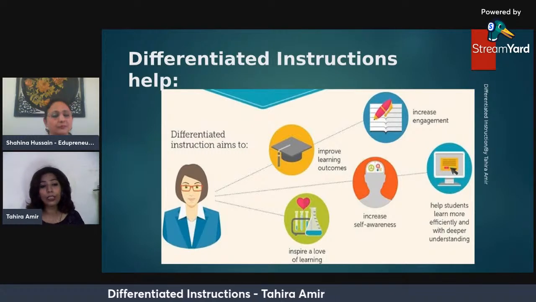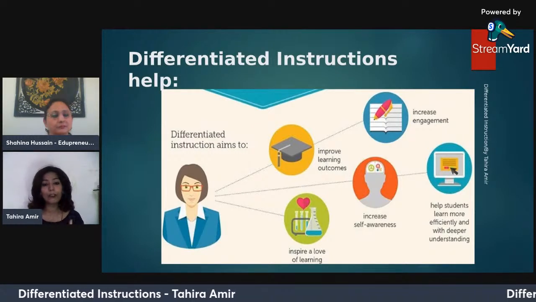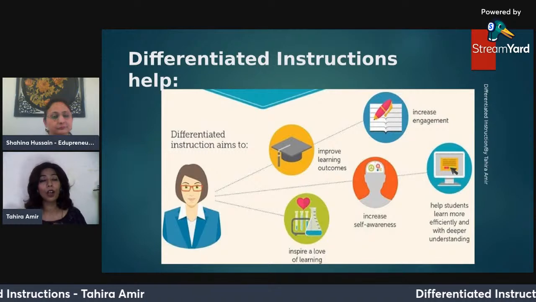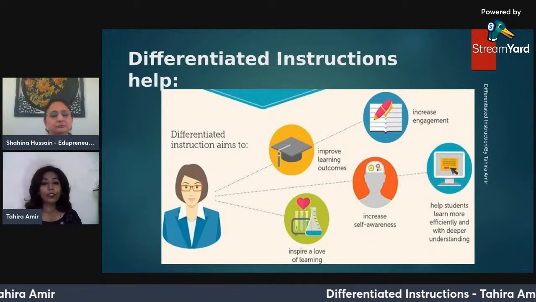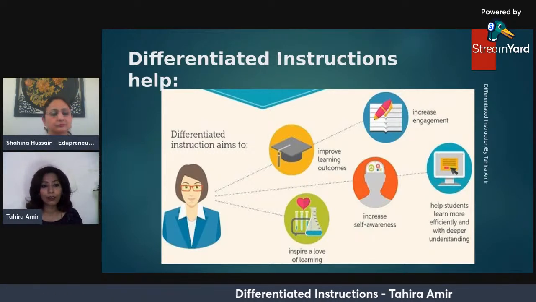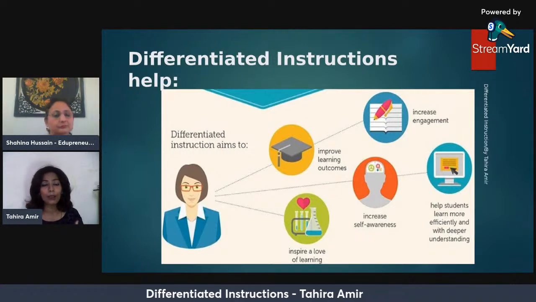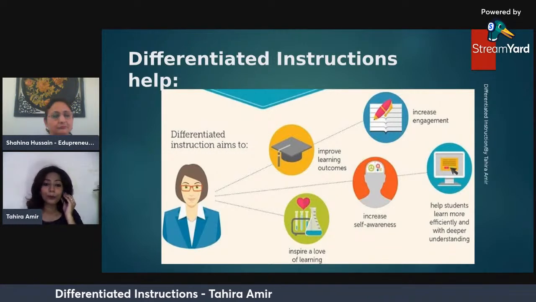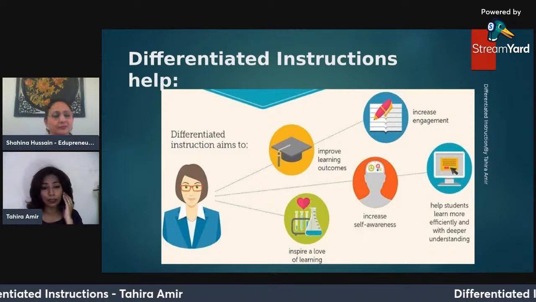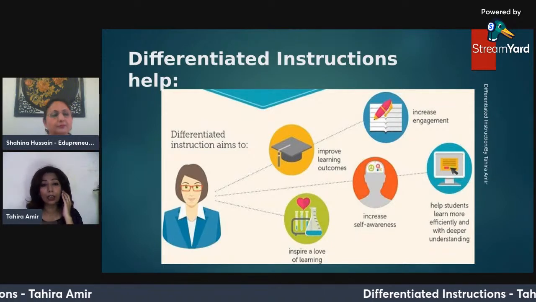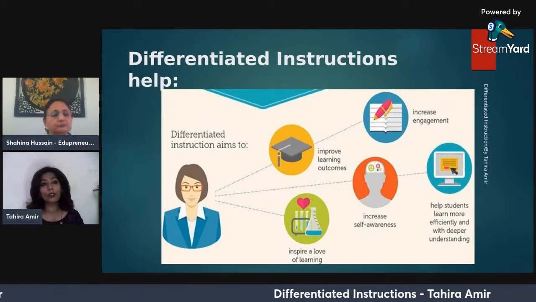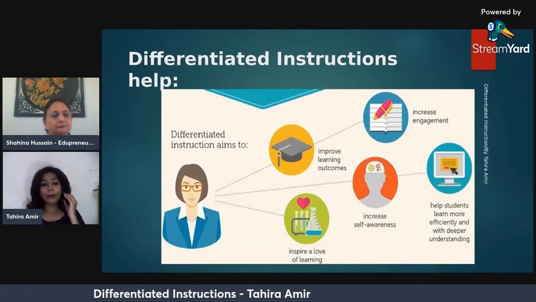It inspires a love of learning, which means that when we give students a chance to choose their own way of producing their result, it gives more depth and understanding to the student. It increases self awareness. Apart from that, it also engages students more in a productive manner.